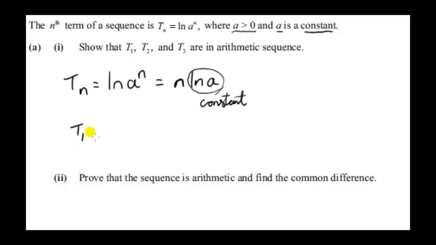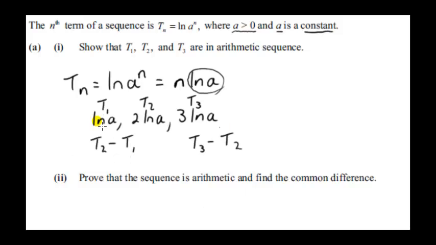So anyway, let's write down t1. Well, we just plug 1 in for n. So we have 1 times ln a, it's just ln of a. t2 is 2 times ln of a. And t3 is got by plugging 3 in here, so we get 3 times ln of a. I've just rewritten our 3 terms like this here.